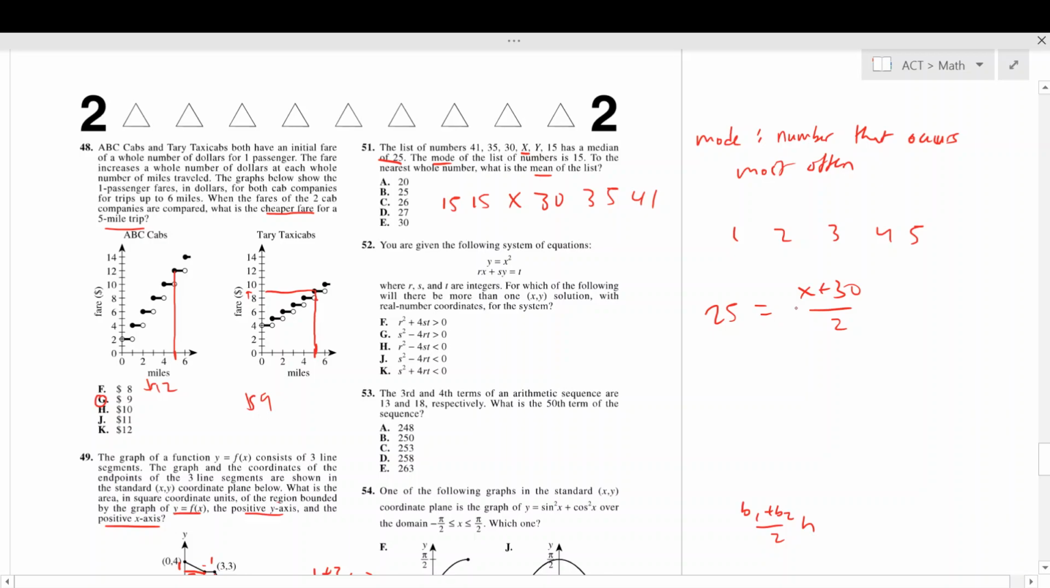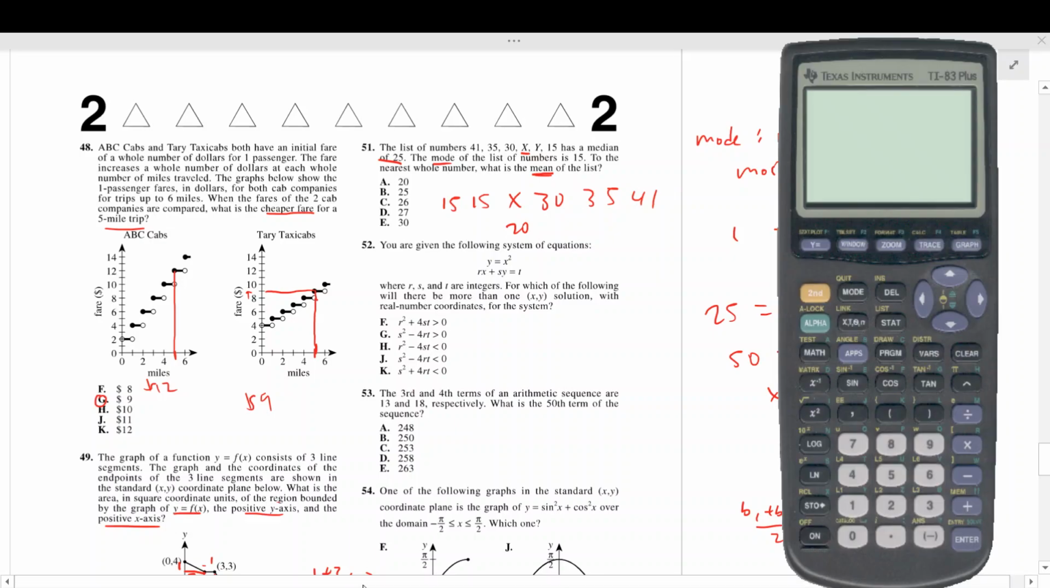Now we're looking for the mean, so let's find x first, and then we can find the mean. 25 is equal to x plus 30 over 2. Multiply by 2 on both sides, we get 50 equals x plus 30. Then subtract 30 on both sides, we get x equals 20. So this number is 20. And the mean of the list is the sum of all these numbers divided by how many numbers there are.